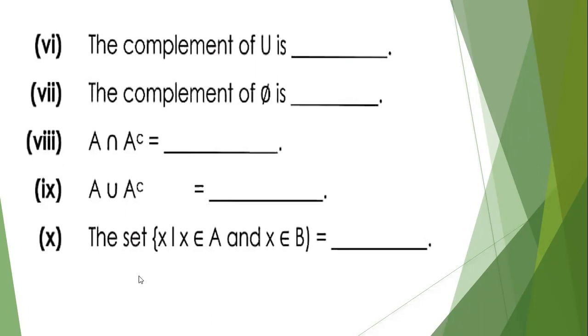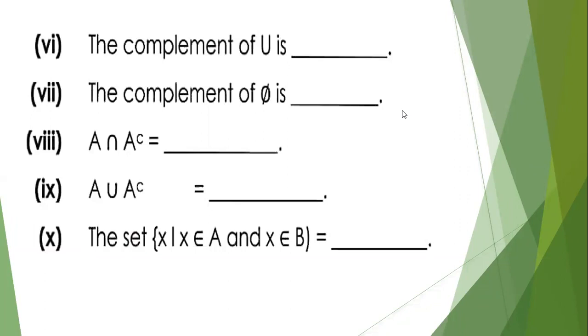Okay, 10th part. The set where X belongs to A and X does not belong to B. So what answer will be of the 10th part? You're going to write the set which belongs to A but does not belong to B. At the back side of the book it is given as A, then a sign like this. Can anyone explain what this is?